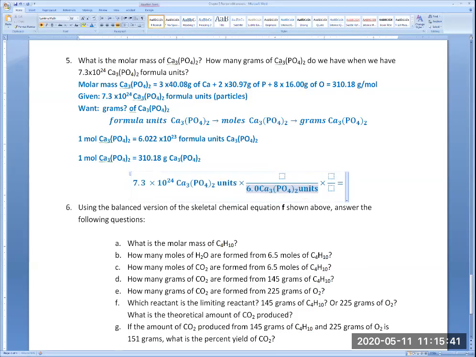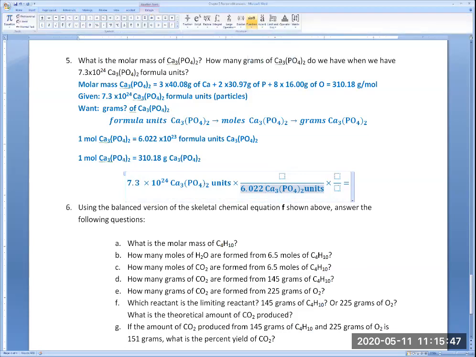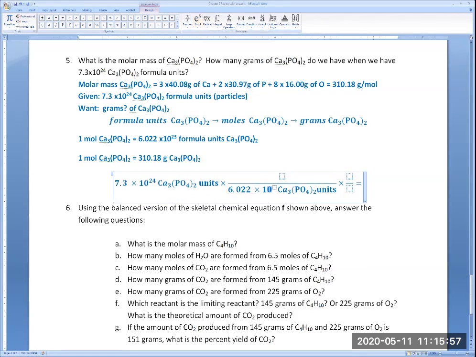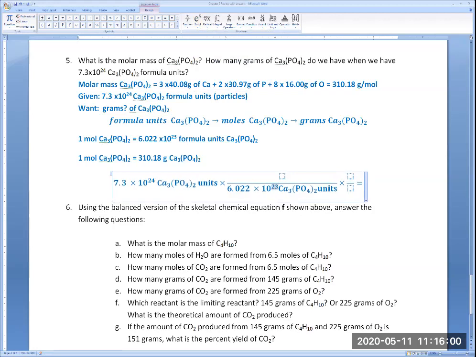6.022 times 10 to the 23rd, the Avogadro number on the bottom, and then the 1 mole on top, 1 mole of calcium phosphate. This way you cancel the formula units, and you have the mole of the compound on top. The intermediate unit now is moles of calcium phosphate.